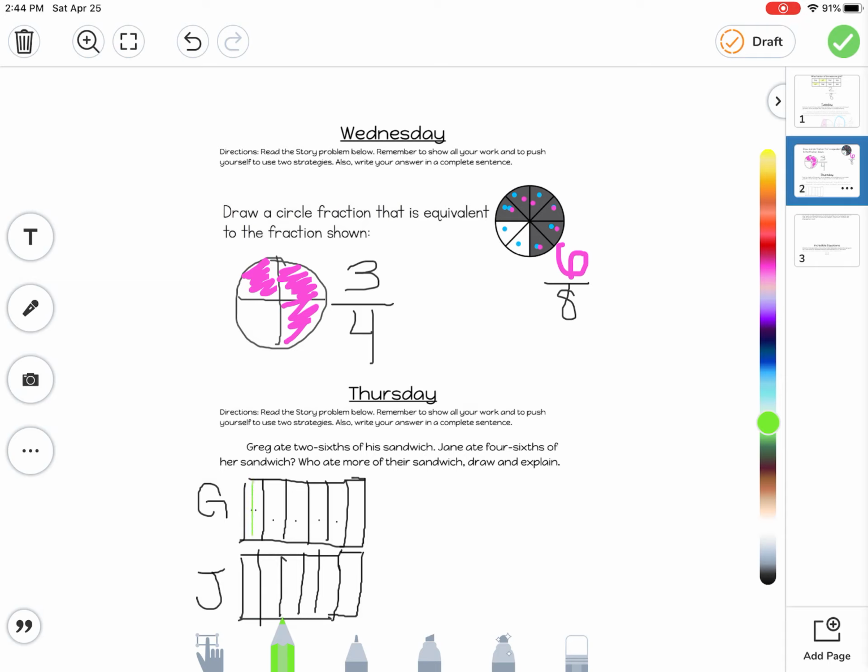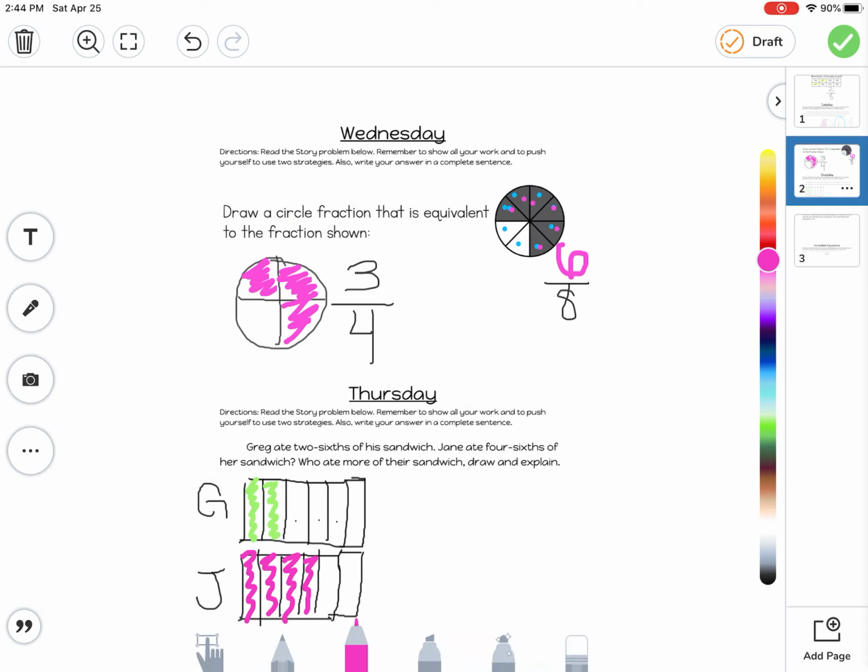So let's get my coloring tool out. It makes it better. And Greg ate 1, 2 of the 6. Jane ate 4 of the 6. So now I'm going to color in Jane. And that's 1, 2, 3, 4.